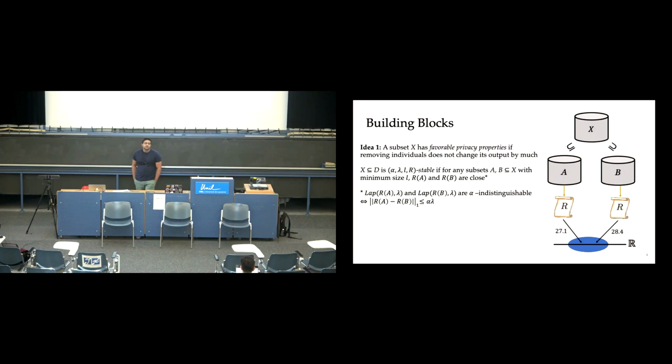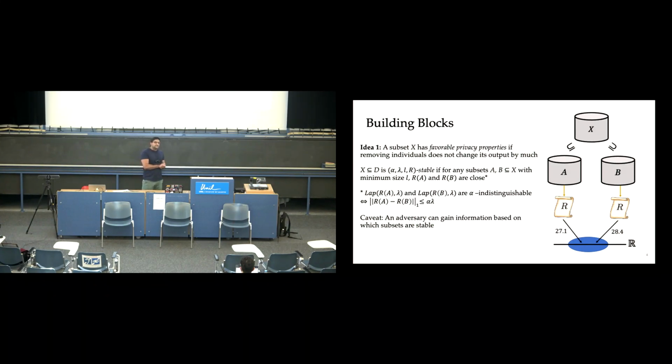Cool. So one might hope that idea 1 is just sufficient to get differential privacy, but it actually turns out something weird happens. Since we look for subsets that have favorable privacy properties, it turns out that the existence of these favorable privacy properties can leak information about the data set. For those of you who are interested, ask me about it during the Q&A. I have an attack on this that I think might be interesting for folks.